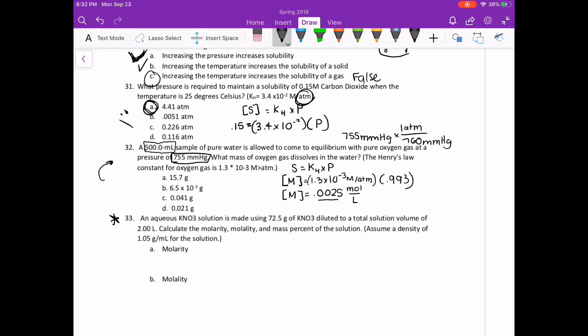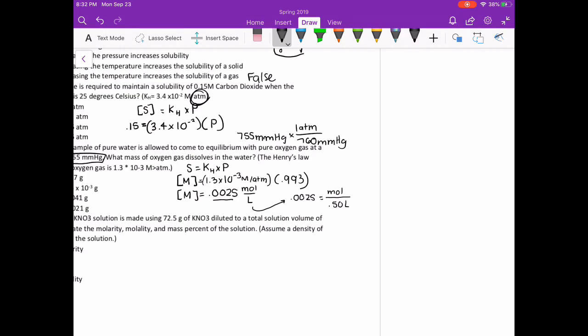So when you plug that in, and then multiply by the molar mass of oxygen gas, I got 0.041, but someone else has also gotten 0.021. So whatever you get, it's okay. It's not that big of a deal. There was something lost in translation here, so kind of a goofy question, but that's A-okay.